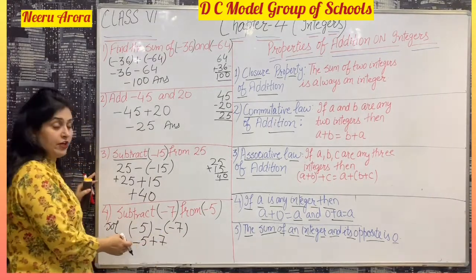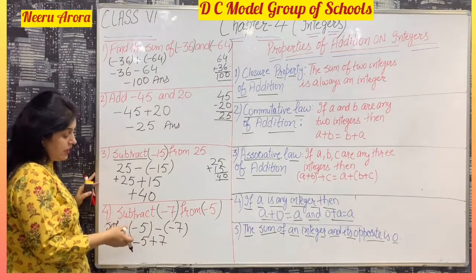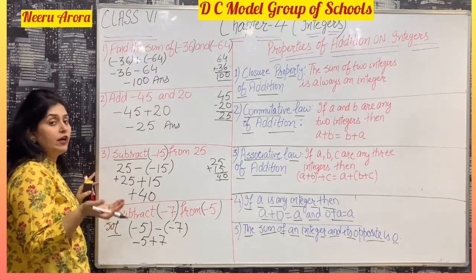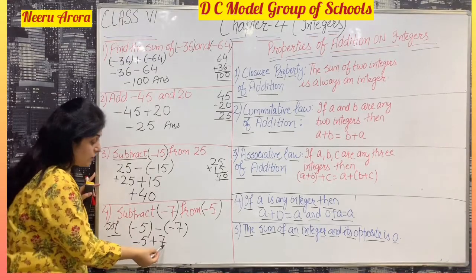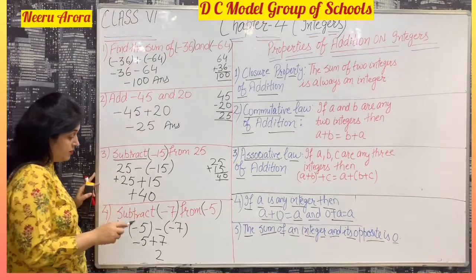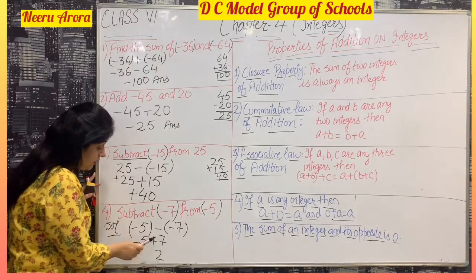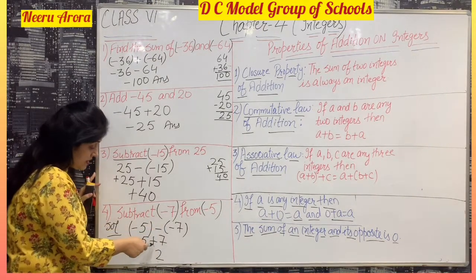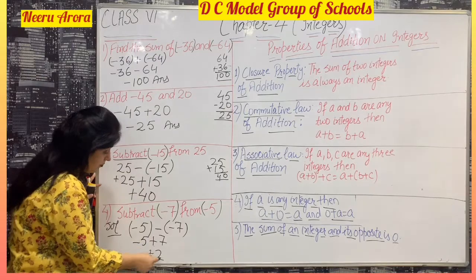So we have different signs here, and when we have different signs, we find the difference. So find the difference of 7 and 5. It is 2. The sign of the bigger term comes. So the bigger term here is plus. We will not see this sign, we will see this sign. Here it is plus.